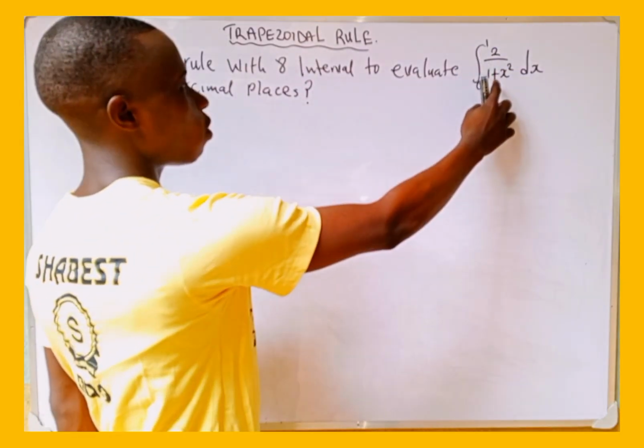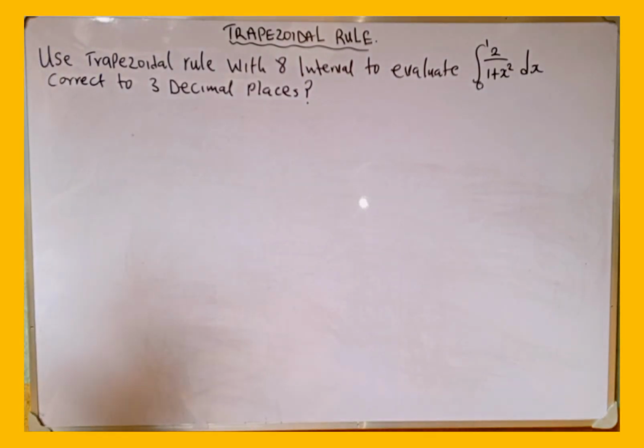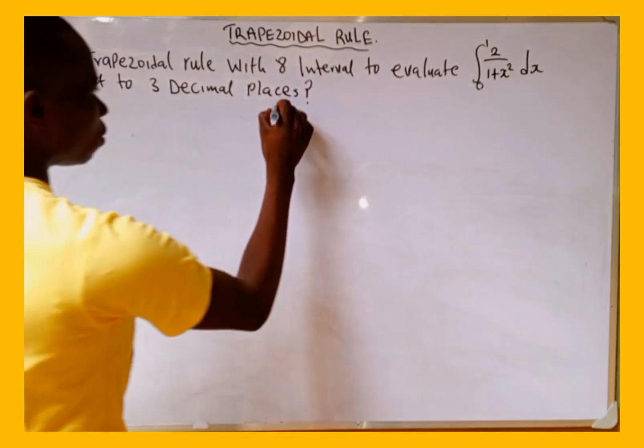So the question on the board reads: use the trapezoidal rule with 8 intervals to evaluate the integral from 0 to 1 of 2 over 1 plus x squared dx, and correct your answer to 3 decimal places. So let's get started. Solution.